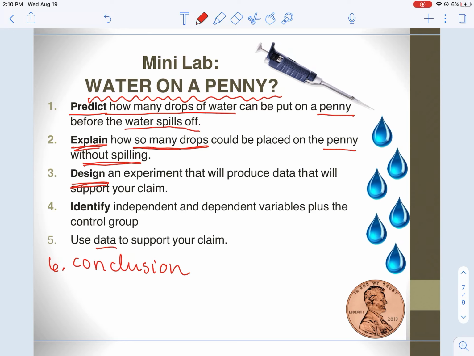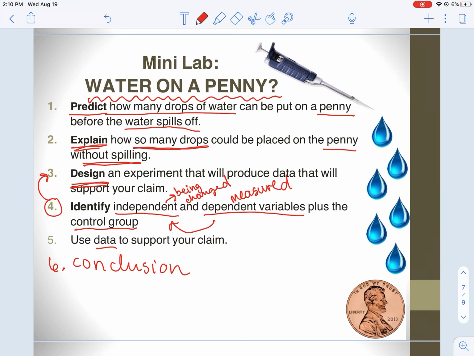And I kind of skipped over this one. It's a little out of line. Whenever you are setting up your design here, you need to be able to identify your independent and your dependent variables, okay, and your control group. Remember that your independent variable is what is being changed, and your dependent depends on your independent variable. It's usually what you measure to show how what you changed affected your outcome.